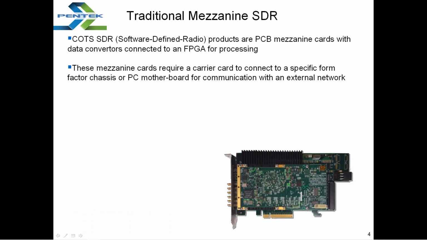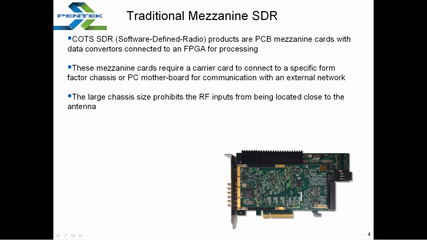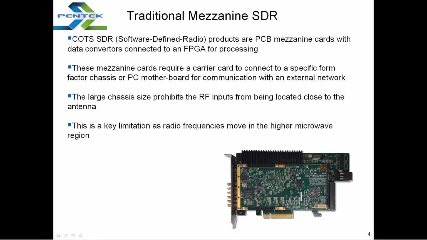These mezzanine cards require a carrier to connect to a specific form factor chassis or PC motherboard for communication with an external network. In the lower right, we have an example PCIe version that would go into a typical 4U high server chassis. Now, the large chassis size often prohibits the RF inputs from being located close to the antenna. This is a key limitation as radio frequencies move into the higher microwave regions.